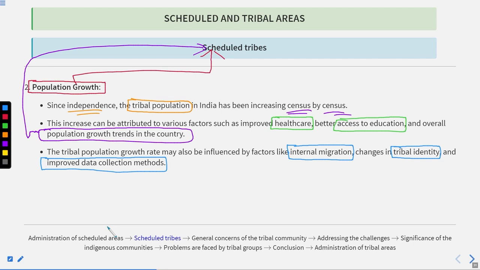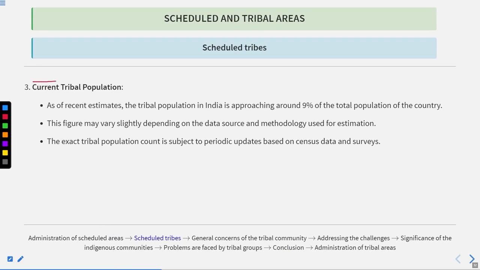Now if we move forward, we are going to talk about the current tribal population. If we talk about the current situation, as of recent estimates the tribal population in India is approaching nearly 9% of the total population of the country. If the total population is 100%, out of this, 9% is the population of tribal people. When we talk about this 9% in normal terms, how much population is living in this country? We had already discussed that, but this time it is also a question or revision.